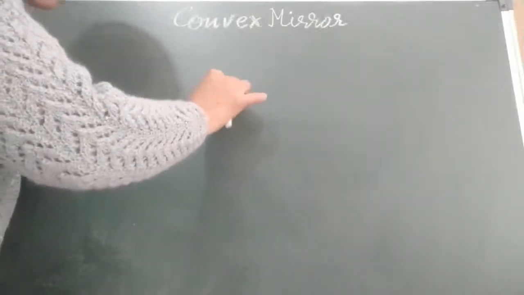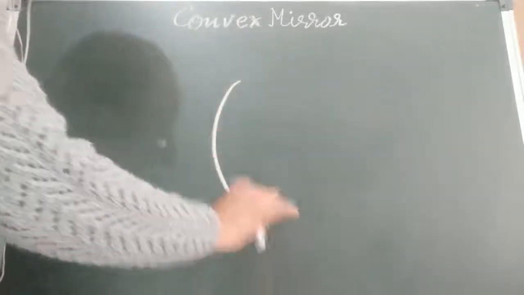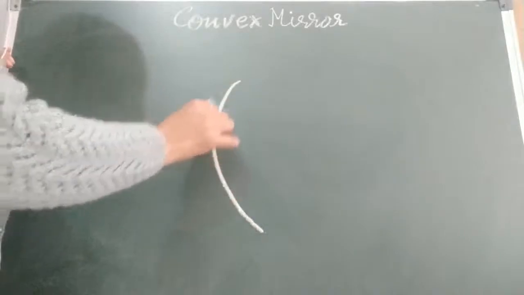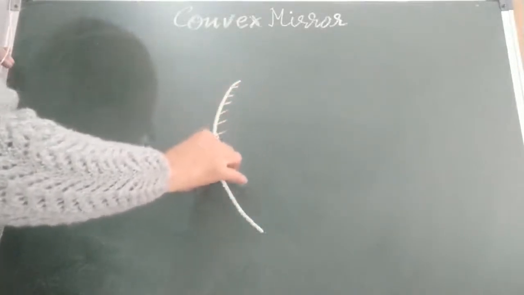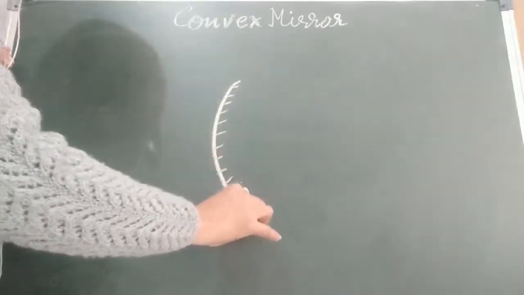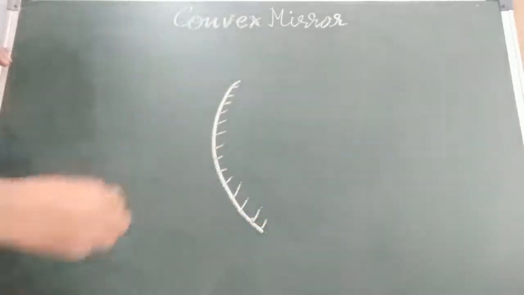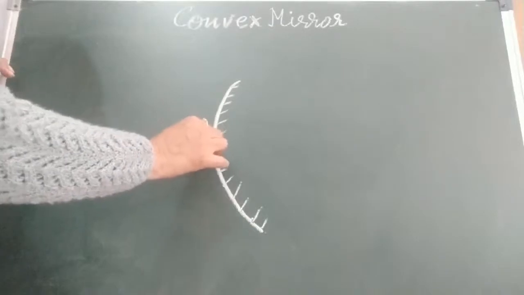Hello children, today we are going to discuss convex mirror. What are convex mirrors? Children, the mirror whose reflecting surface is this outer side, and this inner side is painted with silver oxide. This is your convex mirror. What kind of image is formed in this convex mirror?